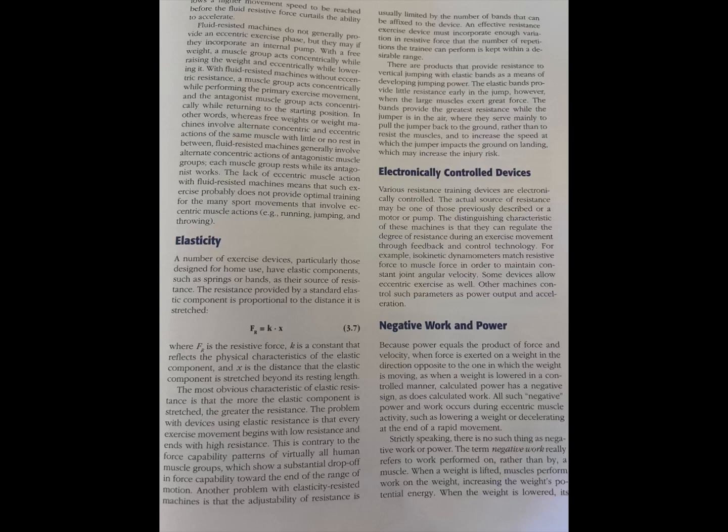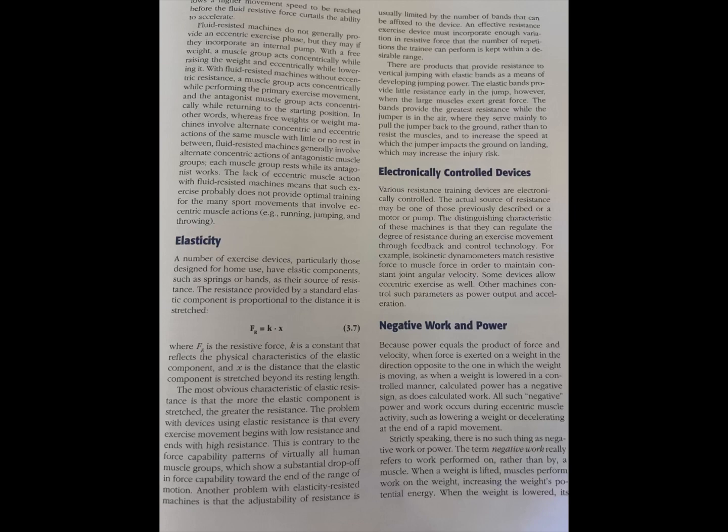There are products that provide resistance to vertical jumping with elastic bands as a means of developing jumping power. The elastic bands produce little resistance early in the jump. However, when the large muscles exert great force, the bands provide the greatest resistance while the jumper is in the air, where they serve mainly to pull the jumper back to the ground rather than to resist the muscles, and to increase the speed at which the jumper impacts the ground on landing, which may increase the injury risk.